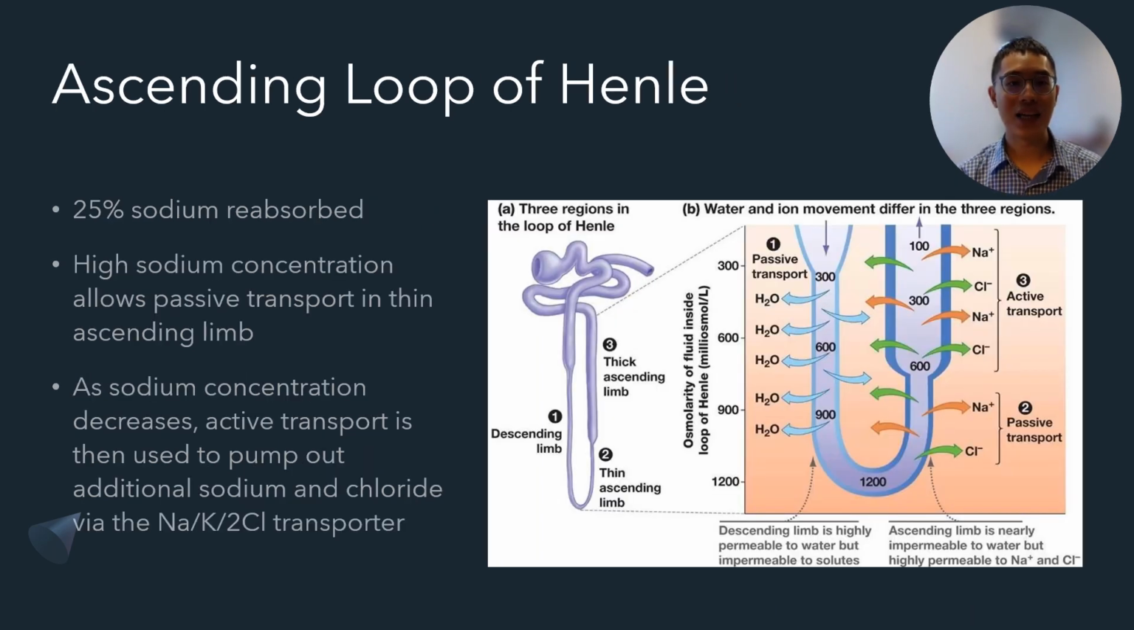Now we arrive at the ascending loop of Henle, which is responsible for reabsorbing about 25% of the filtered sodium load and can be divided into two different segments. In the first, or the thin segment, sodium chloride is passively transported down its concentration gradient. Remember, the descending limb sucked out all of the water but none of the solute, making for a very highly concentrated filtrate. As the concentration of the filtrate decreases into the second or thick portion of the loop, active transport mechanisms are in place to drive even more sodium out.